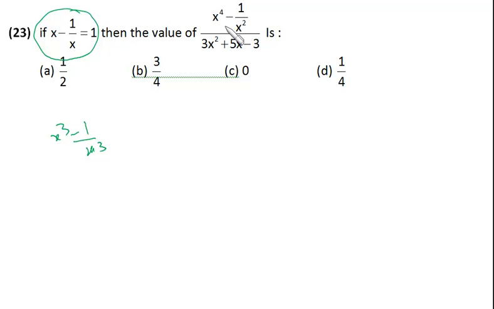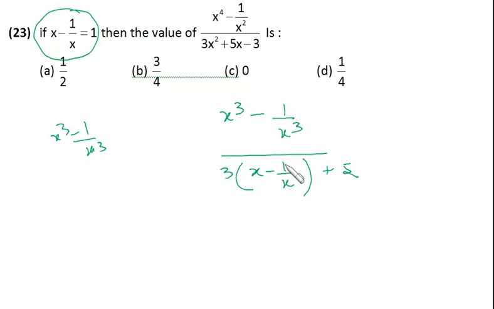If you just look at this expression carefully, x to the power 4 minus 1 upon x square, in the numerator and denominator, if you divide both by x, you'll be able to get this. See, x4 by x, it's x cube minus 1 upon x cube, upon 3x square minus 3x minus 3 by x. I can take 3x common, x minus 1 by x and plus 5. Now the story becomes very simple for us. x minus 1 upon x, we already know that's 1. So 3 plus 5, it's 8 in the denominator.